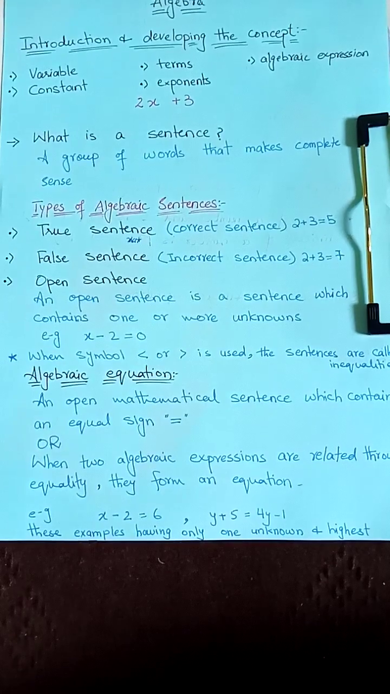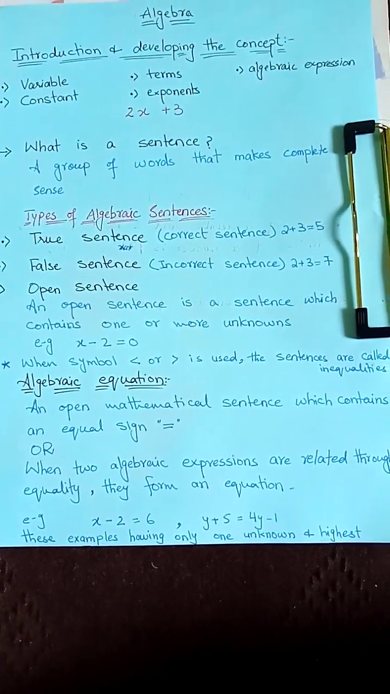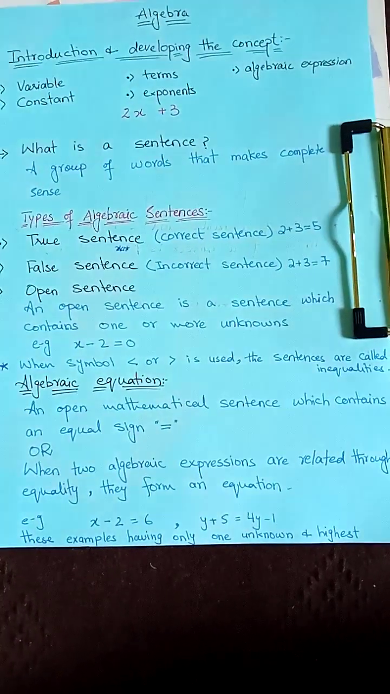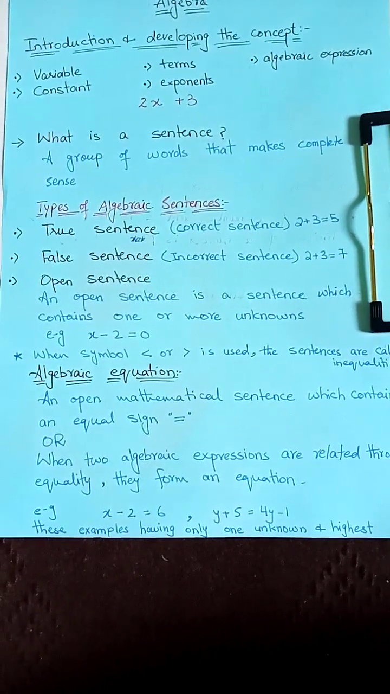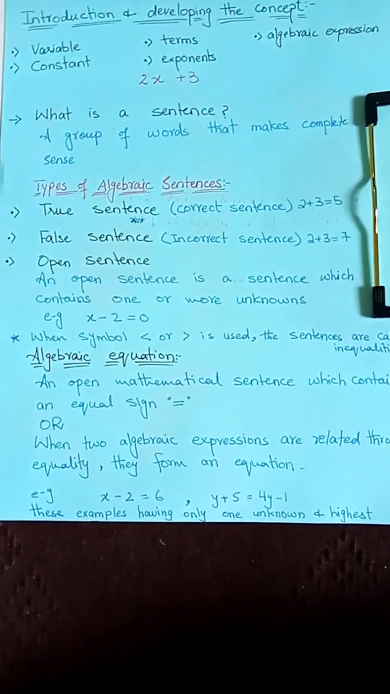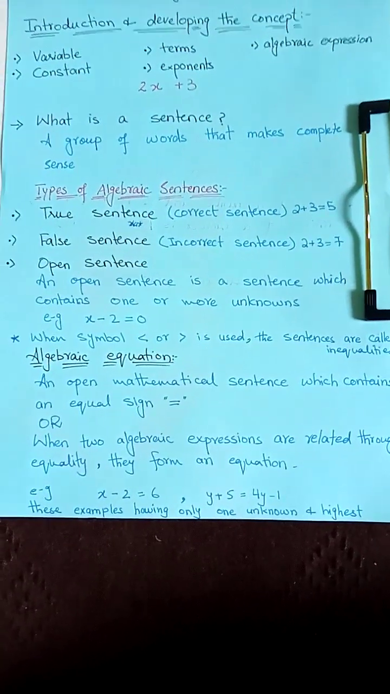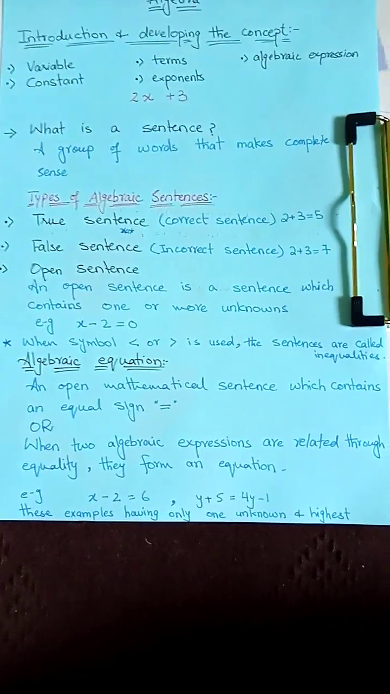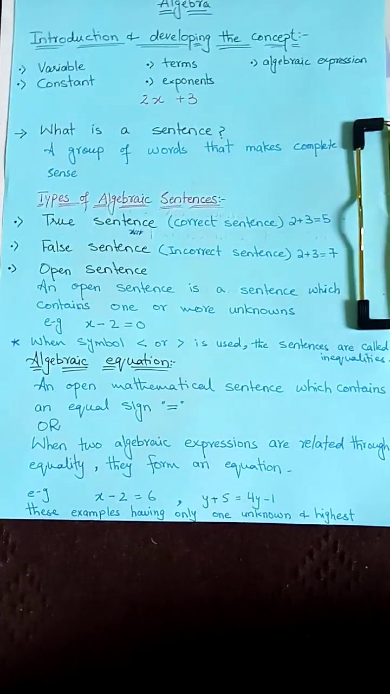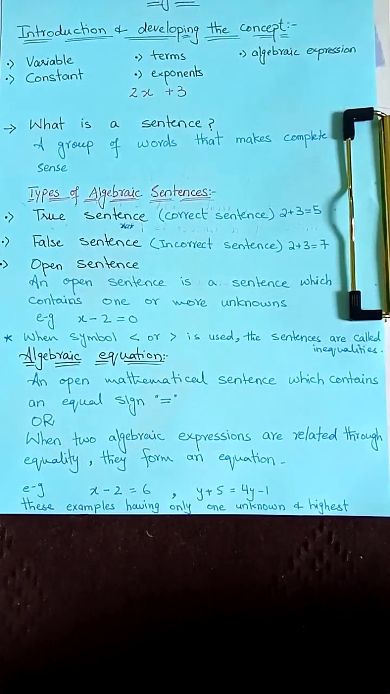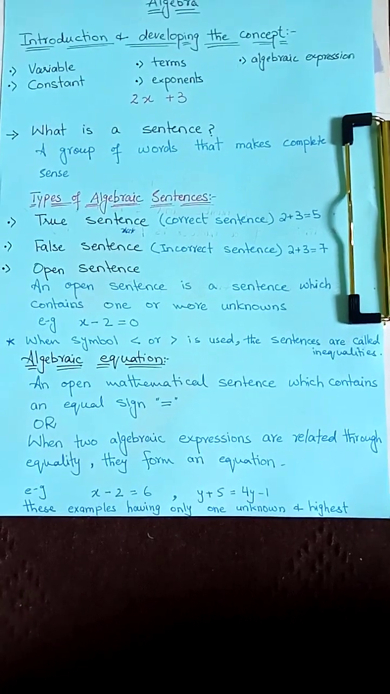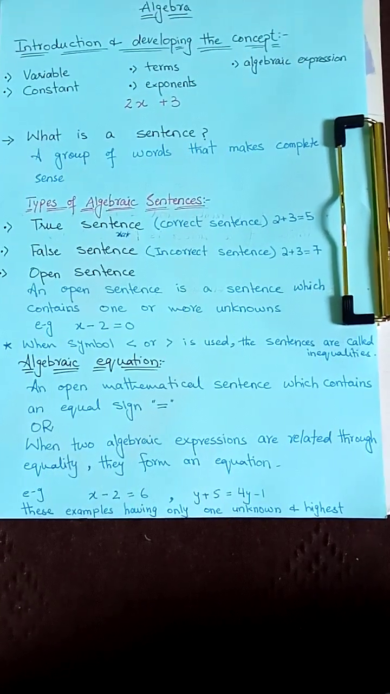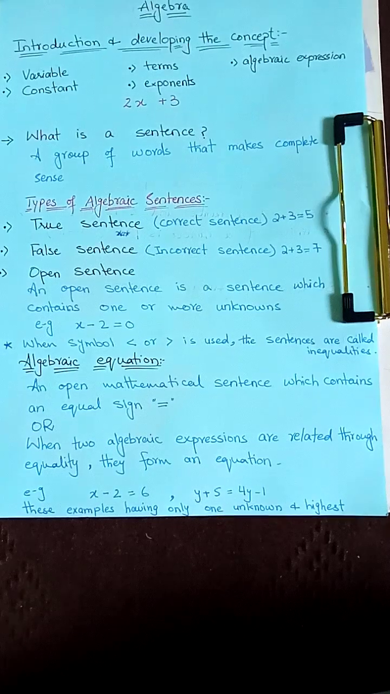Now there are a few symbols other than the equality symbol. As we all know, when the equality symbol is there, then that is known as an algebraic equation. But when the equal symbol is not there, and a greater-than or smaller-than symbol is used, then the sentences are called inequalities.